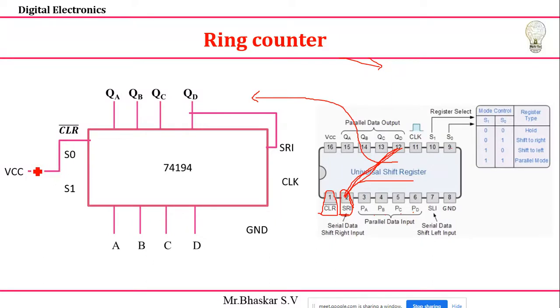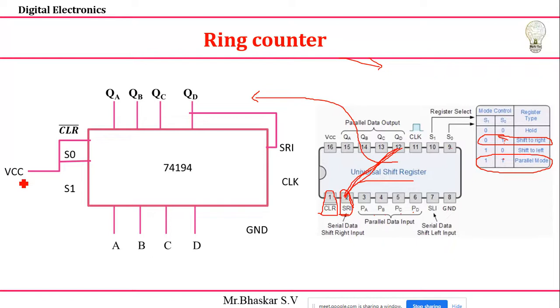And second thing, my S0 value. I told that parallel loading is fixed. I'm going to use these two operations, 0 1 and 1 1. Here the S0 value is fixed, it is 1 only. That's why S0 should be connected to VCC. This one also I'm going to short and connect to VCC.